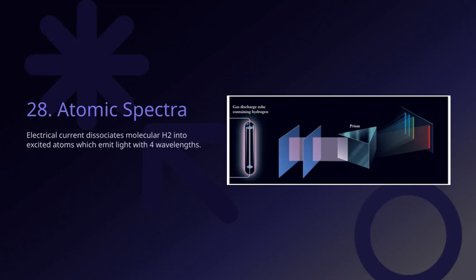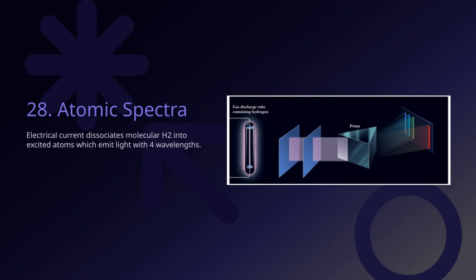Electrical current dissociates molecular H2 into excited atoms, which then emit light at specific wavelengths. This process is fascinating because it shows how energy input, in this case electrical energy, can break molecular bonds and excite individual atoms. When these excited atoms return to a lower energy state, they release that energy as light. Interestingly, for molecular hydrogen, this emission occurs at 4 distinct wavelengths, giving us a spectrum of lines. These lines are like a fingerprint, revealing the unique energy transitions within the atoms.